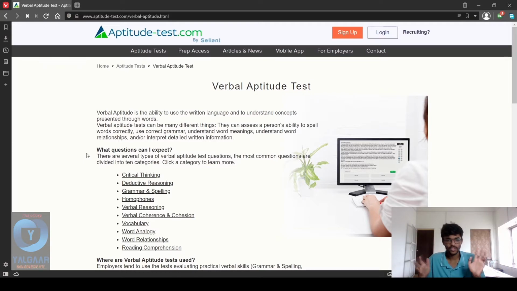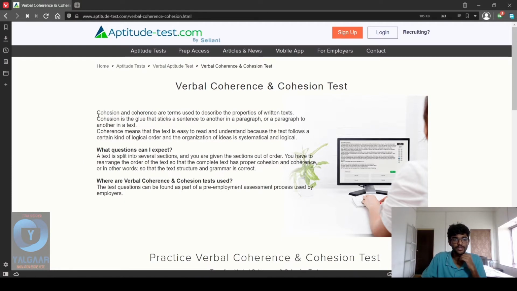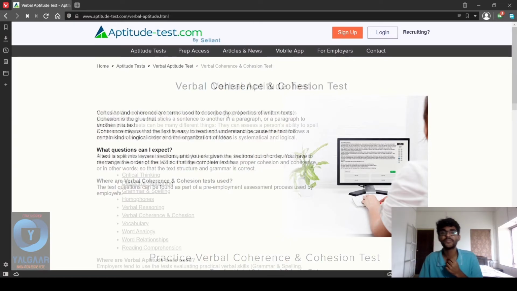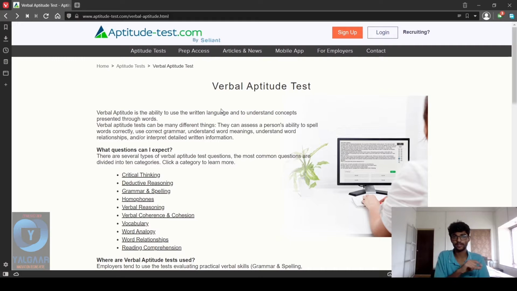Verbal coherence and cohesion, I have no idea what that is. Let's check that out first. So, coherence and cohesion are used to describe properties of written text. It is the glue that sticks a sentence together. Oh, okay, like that. Okay, cool. So, basically, sentence joiners and the basic understandability of a sentence. That is what coherence and cohesion means. Why do they use such crazy words for that? I mean, it's good to have a good vocabulary, but no reason.